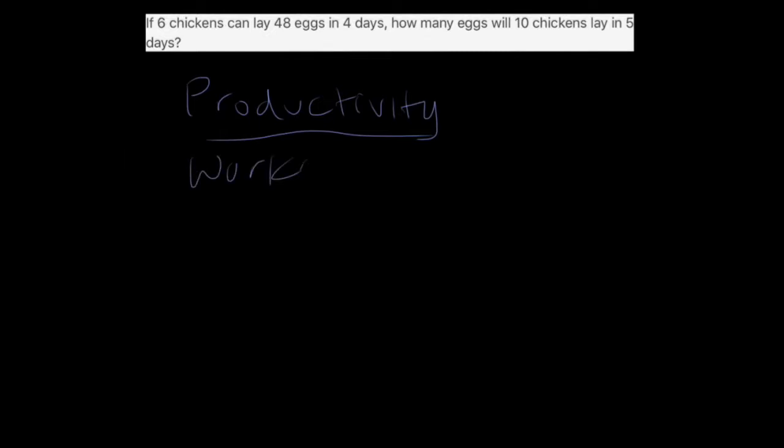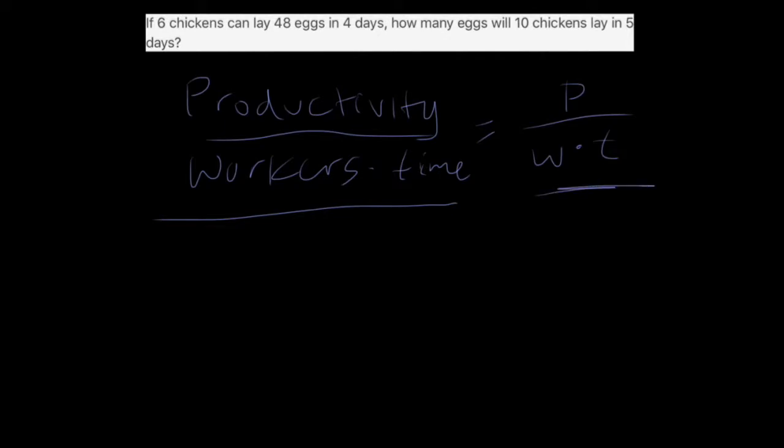Okay, so the formula I'm about to show you is this. Productivity over the workers times the time taken is equal to, now I'm going to abbreviate them, but they're basically the same. So productivity over workers times time. So one of them is the given and the other is what we're going to solve for.